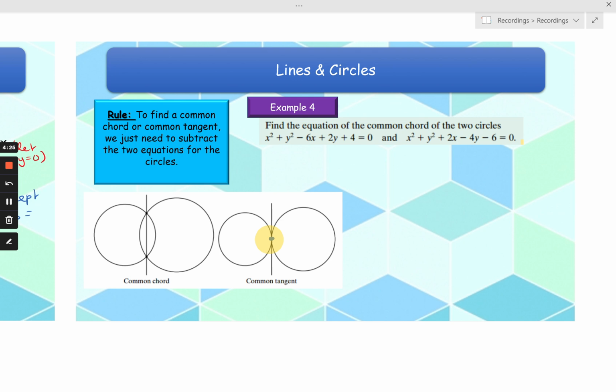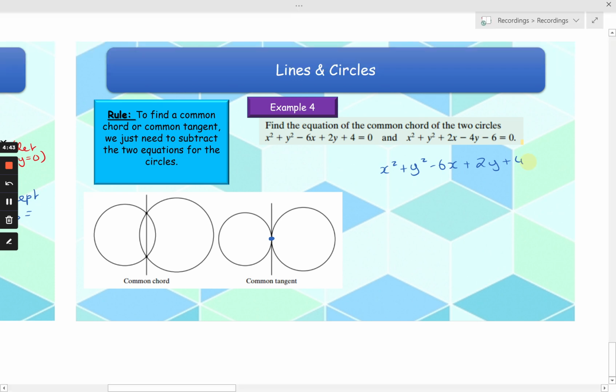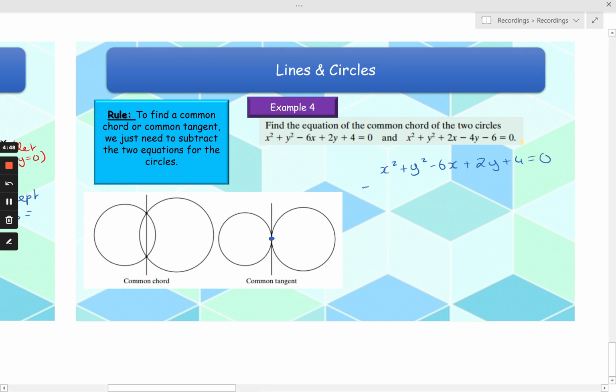So let's have a look now. Find the equation of the common chord of the two circles. So to do this, we're going to have x squared plus y squared minus 6x plus 2y plus 4 is equal to 0. Apologies. Is equal to 0, not 40. Okay. And we're going to subtract the equation x squared plus y squared plus 2x minus 4y minus 6 is equal to 0.